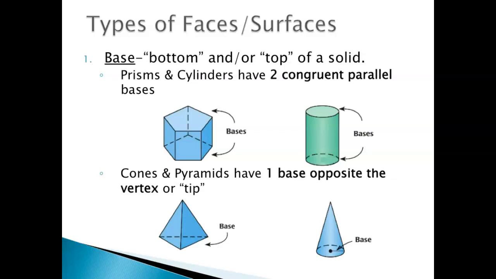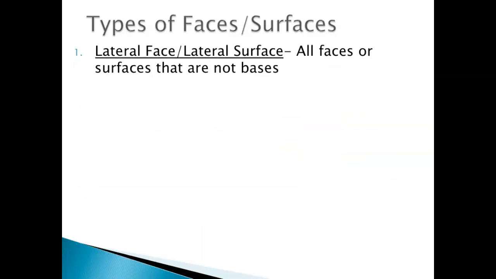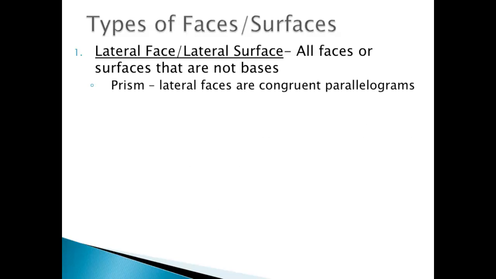The other type of face is a lateral face or a lateral surface, and these are the rest of the faces, so all faces or surfaces that are not bases. Now for a prism, lateral faces are congruent parallelograms. So you can see here a prism. Now the bases you can see are hexagons, but the faces, the lateral faces, are all congruent parallelograms.